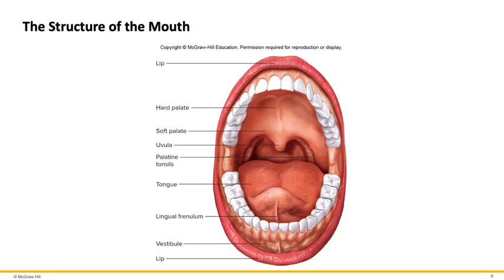The tongue is a muscular organ which makes up the floor of the mouth. It's important in mixing food, which is part of mechanical digestion, and also important in swallowing food. The tongue contains many bumps called papillae, which house taste buds.